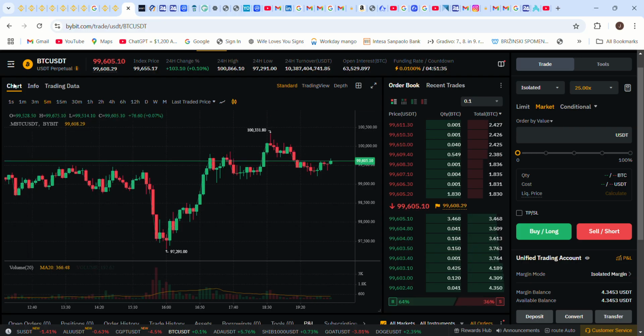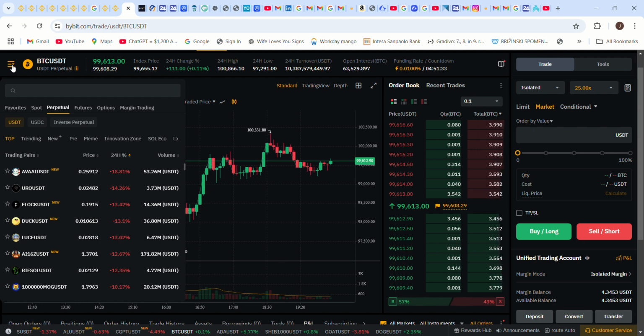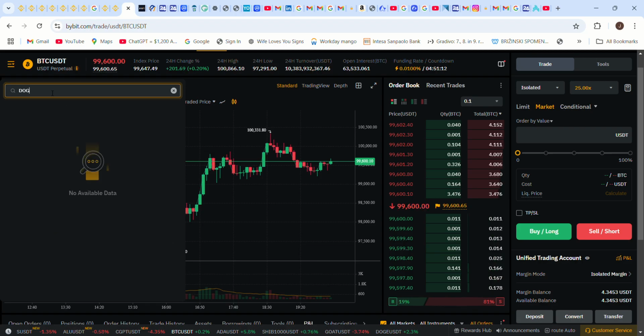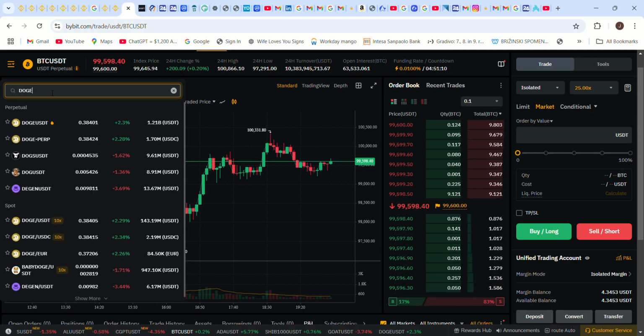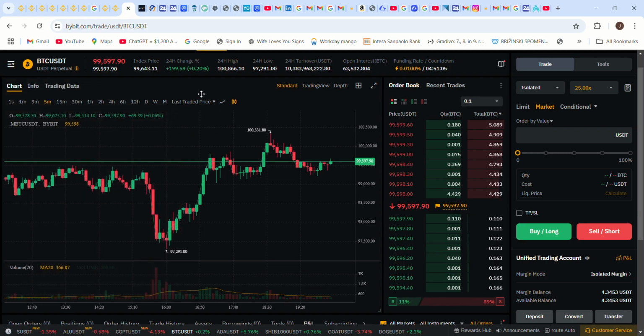Let me first show you if you want to have some other coin that you want to trade. It can be a meme coin or innovation zone or something else. You go here, and this opens up, and then you write in, let's say, Doge, and the Doge comes out, and then you press here. But we will leave Bitcoin USDT for this moment.